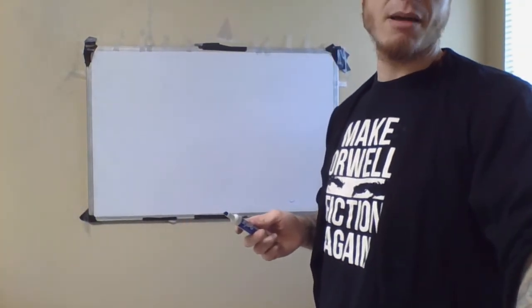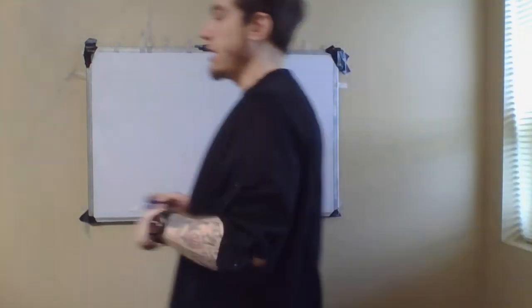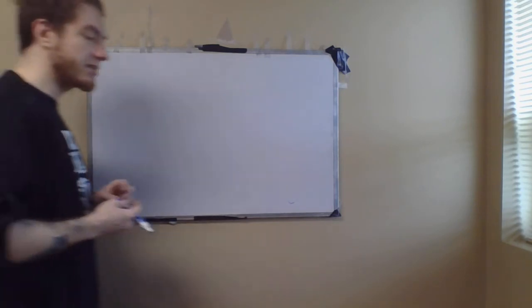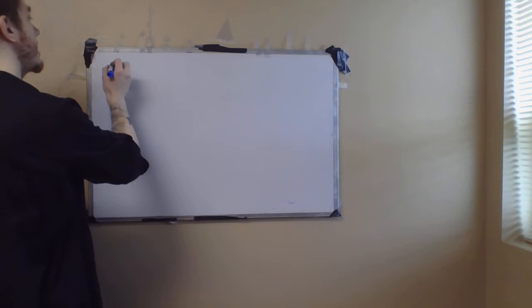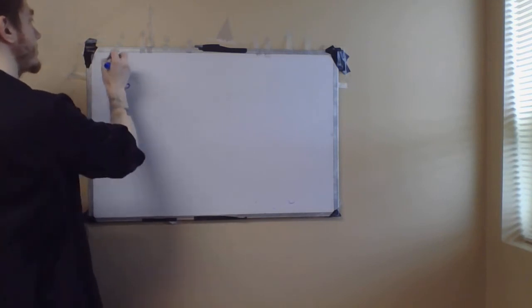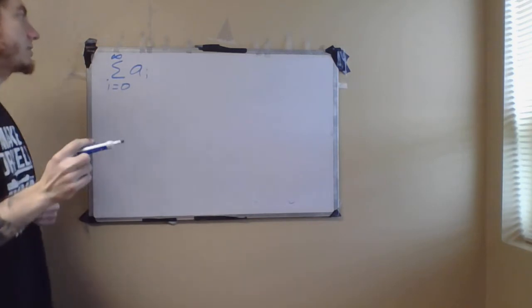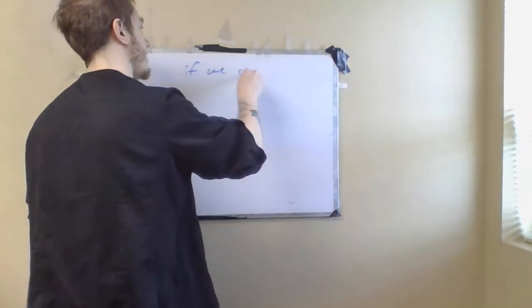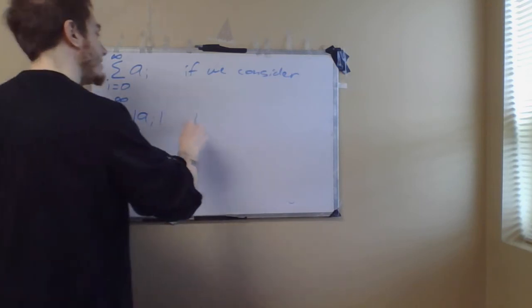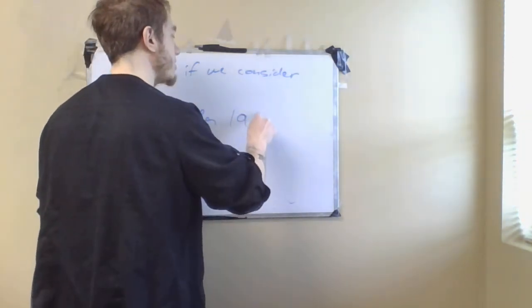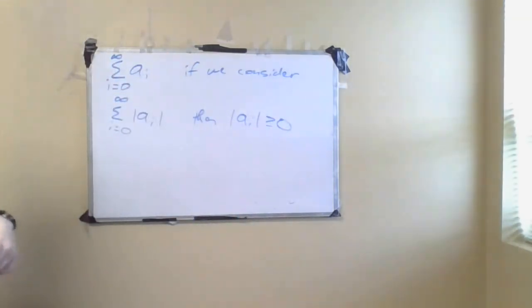So let's move back to talking about this absolute convergence idea. Now that we've seen that absolute convergence implies convergence, we can say more about what absolute convergence actually tells us. One of the reasons we are interested in absolute convergence is this: if I'm looking at the sum from i equals 0 to infinity of a sub i, and we consider the sum from i equals 0 to infinity of the absolute value of the a sub i's, then these absolute values are always bigger than or equal to 0. Now, why does this matter?